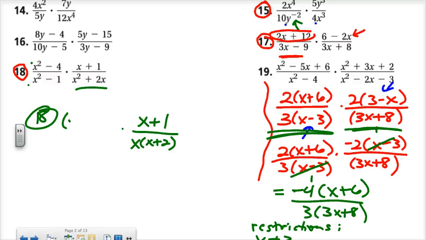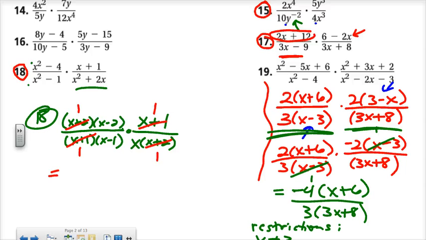So x squared minus 4 is x plus 2 and x minus 2. And then x squared minus 1 is x plus 1 and x minus 1. And now, of course, we're interested in reducing or cross-reducing and canceling whatever we can here. So the x plus 1s will be gone, and x plus 2 will be gone. And in our numerator, we are left with x minus 2. And in our denominator, we have an x. Don't forget about that little x.